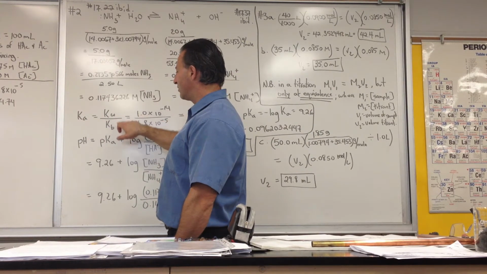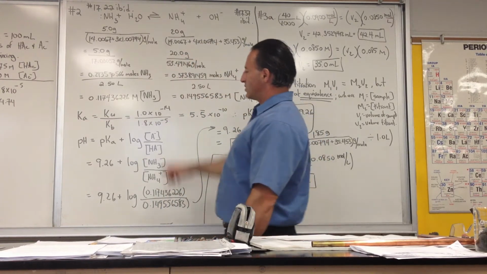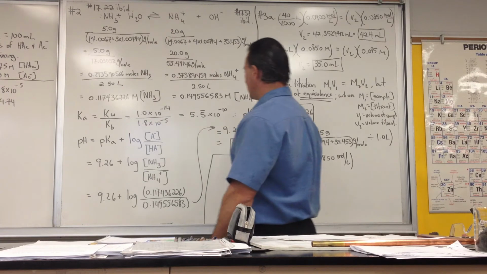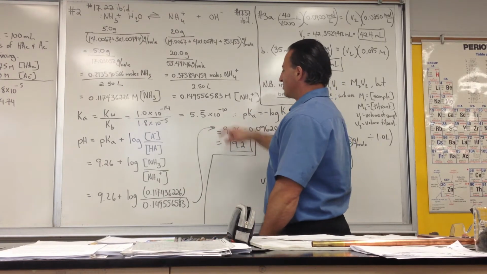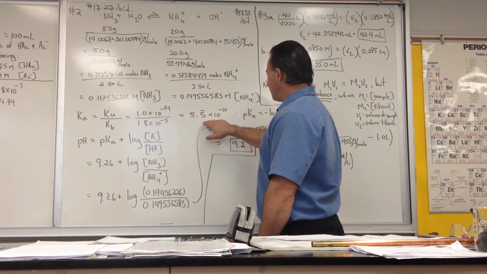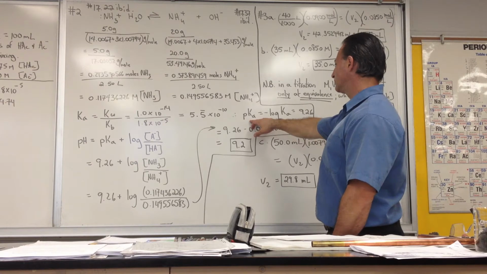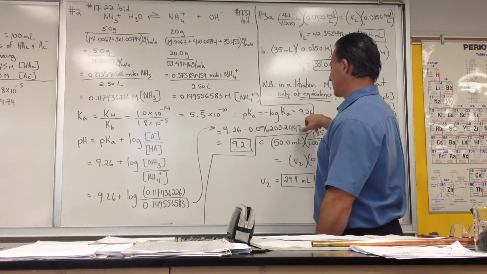So Kw divided by Kb is equal to Ka. And the autoionization constant is 1.0 times 10 to the minus 14. We get 5.5 recurring times 10 to the minus 10 for the value of Ka. From the value of Ka, we can find the pKa, which is 9.26.